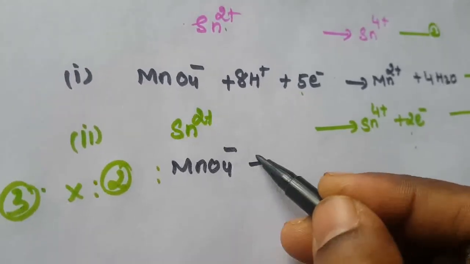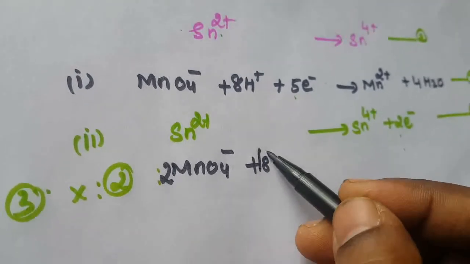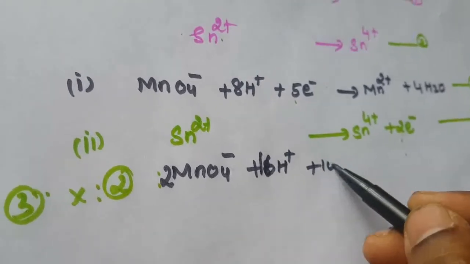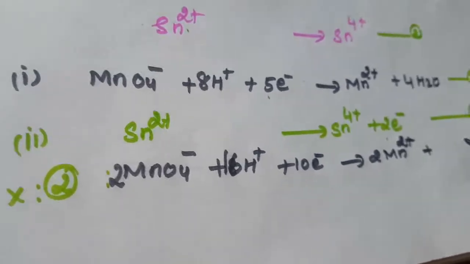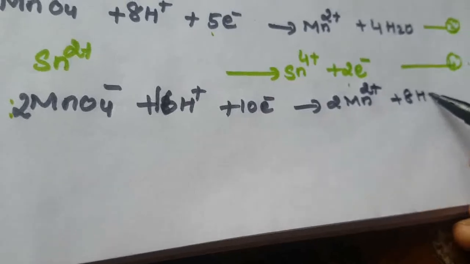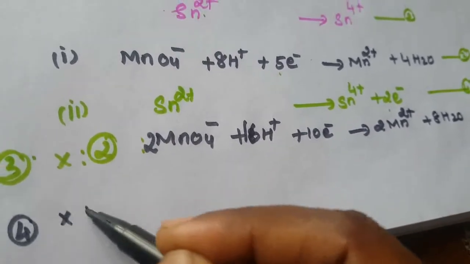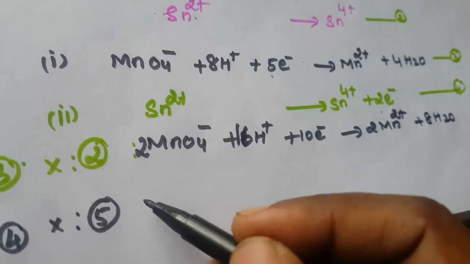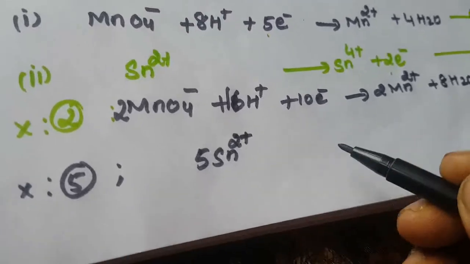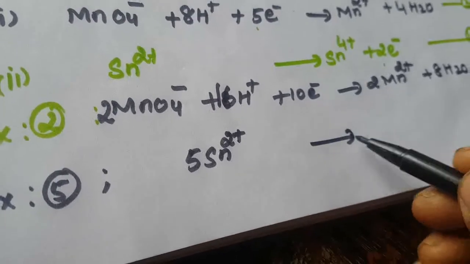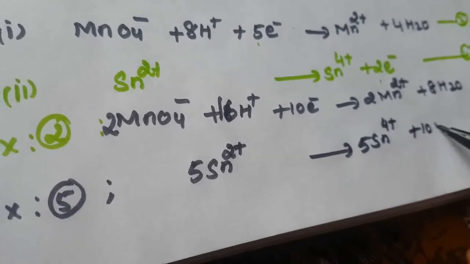So how to write that equation? MnO4 minus plus, so that is multiply by 2 Mn, so that is 16H plus 10 electron gives 2 Mn2 plus 8H2O. Okay, you can multiply by 2. The next one is fourth equation is multiplied by 5. Okay, so how to write? 5 Sn2 plus gives 5 Sn4 plus 10 electron.